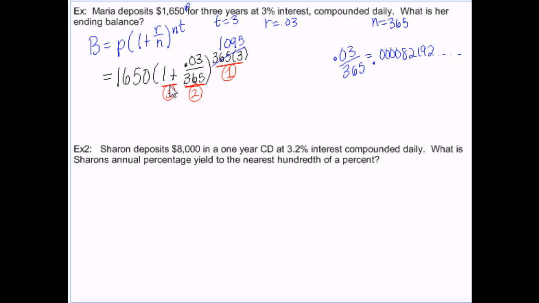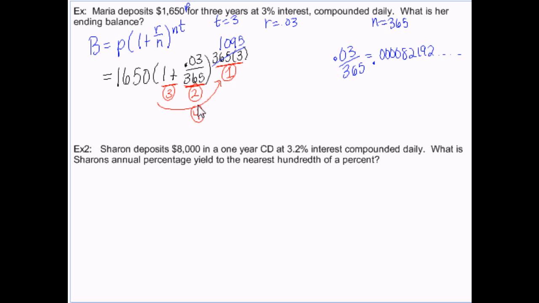Okay? I haven't cleared anything out. I just pressed enter on that. I did the division, then I did plus 1. The next thing I have to do is take this answer here to the exponent. That's the 4th step. So I hit my exponent button and I plug in 1095.